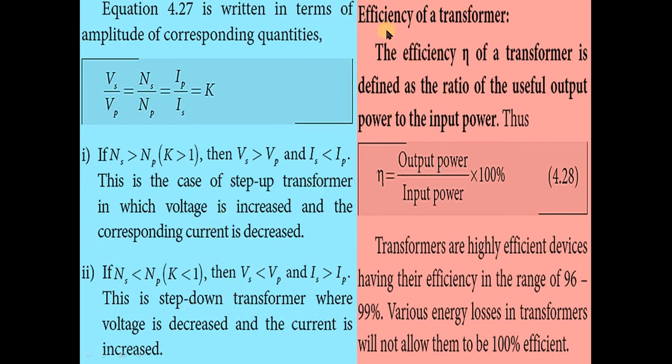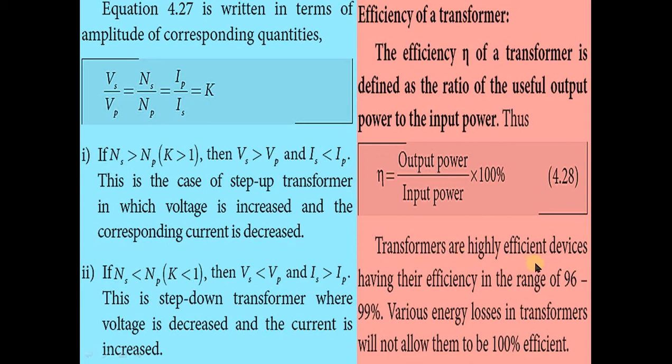The next important 2-mark question is efficiency of transformer. What is meant by efficiency of transformer? Efficiency is represented by the symbol eta. Eta of a transformer is defined as the ratio of the useful output power to the input power. So, eta is equal to output power divided by input power into 100%.